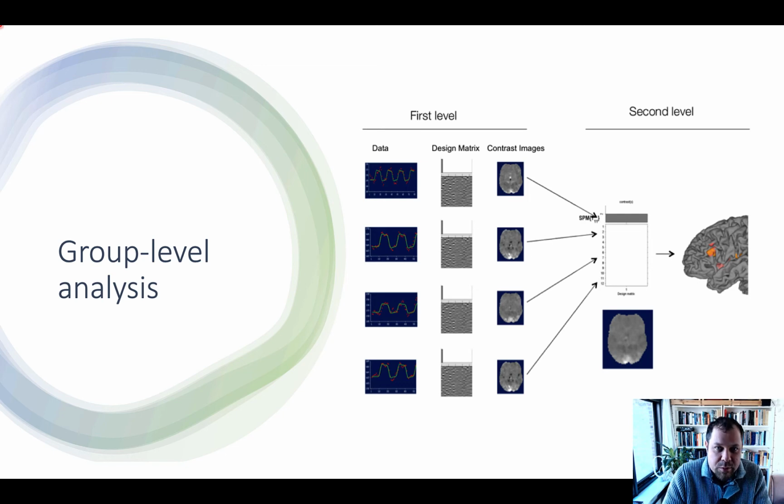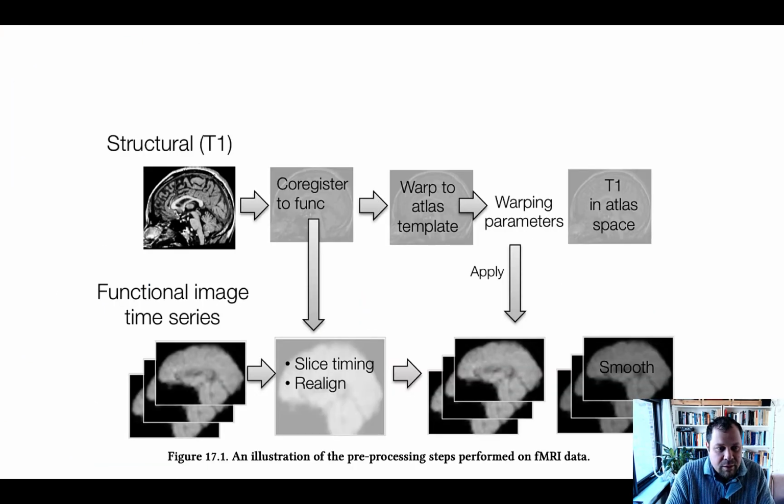In this video, we'll talk about the final analysis step, namely group level analysis. So let's have a quick look at what we've done up until this point. We have conducted pre-processing steps that are outlined here. We have basically done motion correction. We have done slice timing correction.